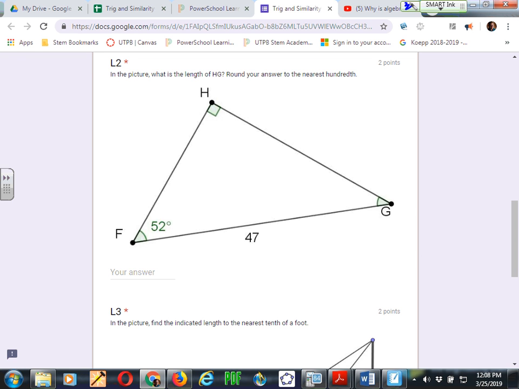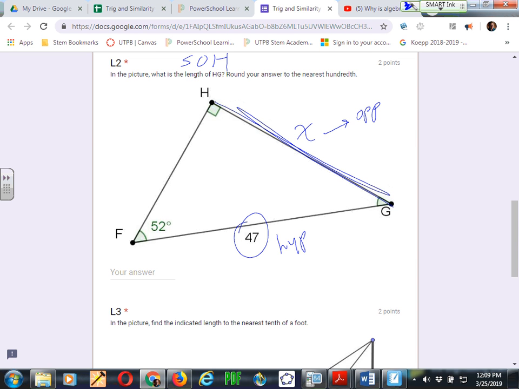Okay, so let's give that a name. Let's call it X. We've got an angle, and we're given that side. So what trig ratio is suggested here? Sine, because relative to 52 degrees, x is the opposite, and this is the hypotenuse. And we know that sine is opposite over hypotenuse.